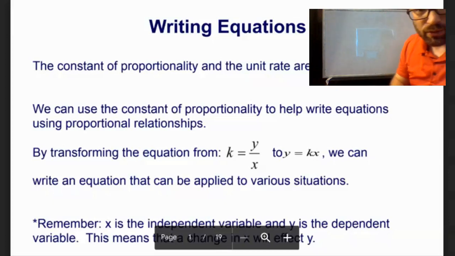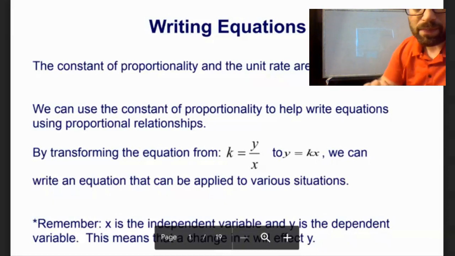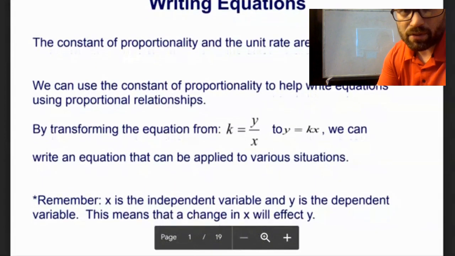Obviously here today. So you're seeing the notes, and I'm going to go through these notes with you. And I'll put some up on the board right here. But basically, what this is, we talk about the constant of proportionality.